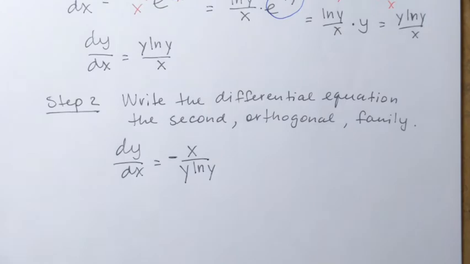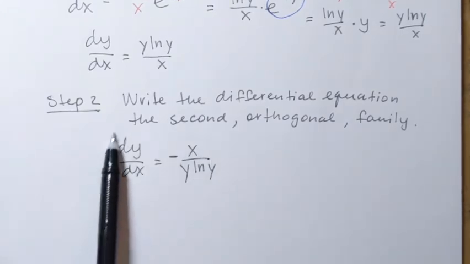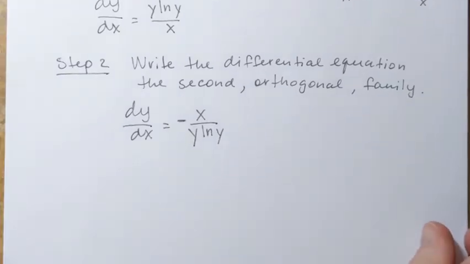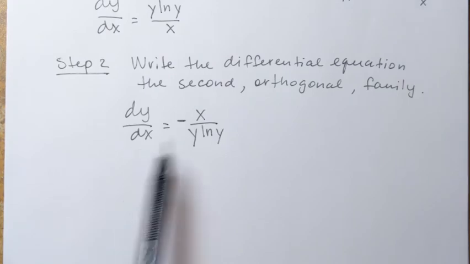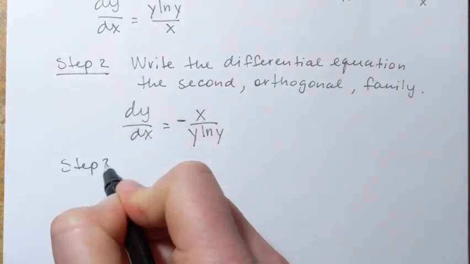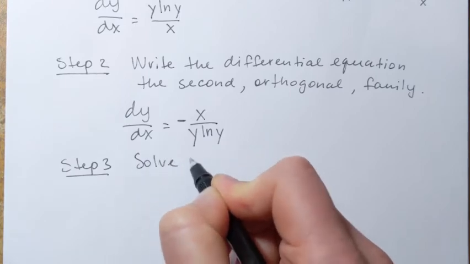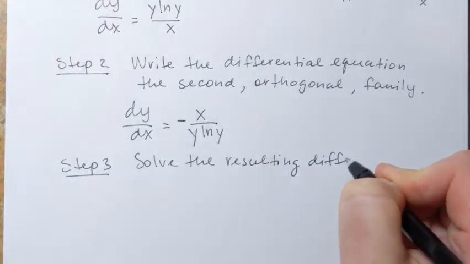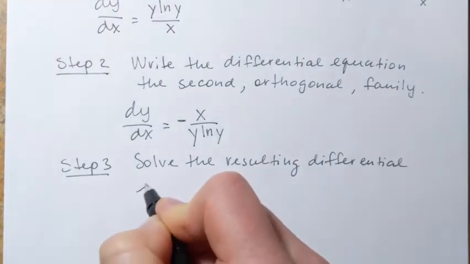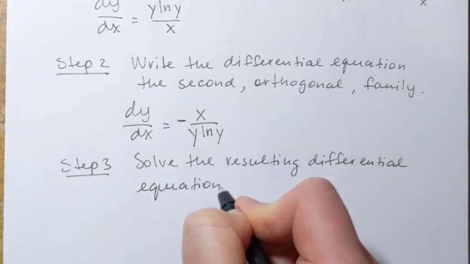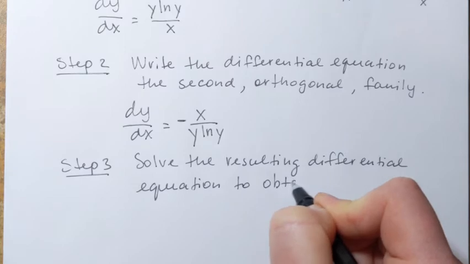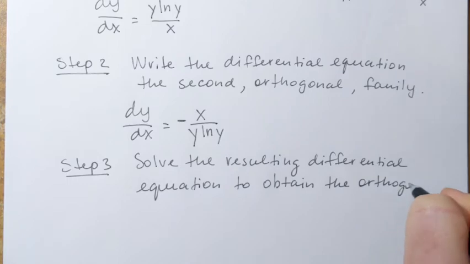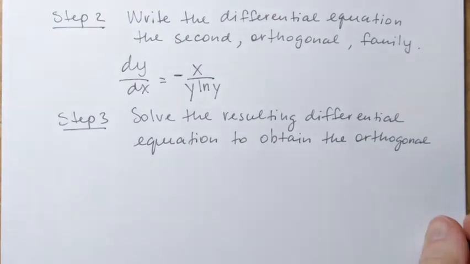Now, what do we do next? Well, next, as we obtain the differential equation for that second family, how do we obtain the family itself? Well, by solving that differential equation. So I'll say step 3, solve the resulting differential equation to obtain the orthogonal trajectories.